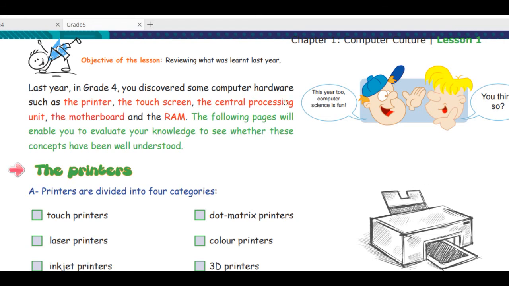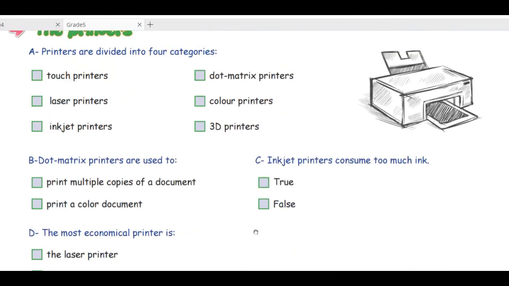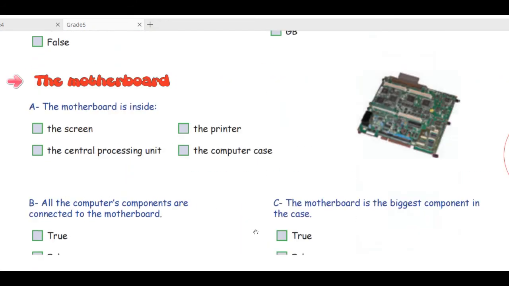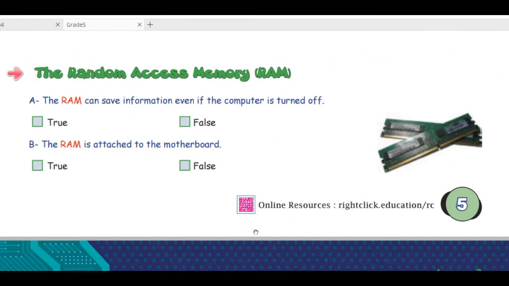To review what was learned last year, no need for software, and at the end of this lesson, students must have skills concerning printers, touch screen, CPU, motherboard, and RAM.